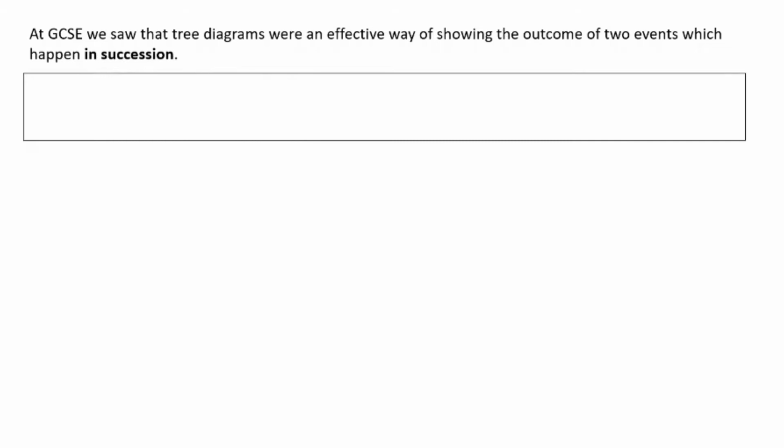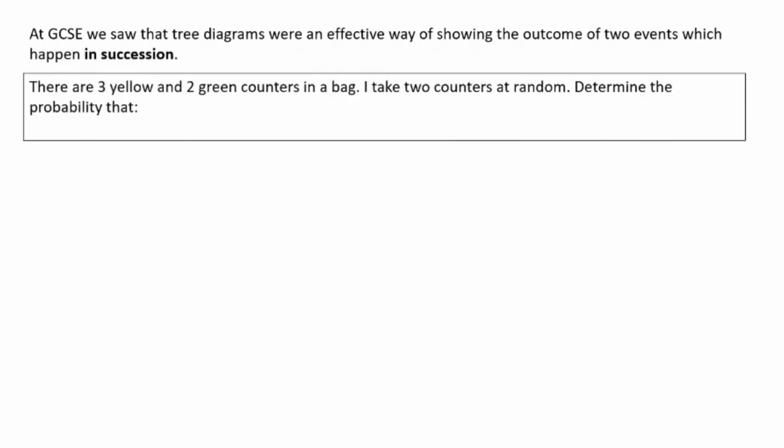So, just as a reminder, a tree diagram is a branching diagram that allows us to graphically show the outcomes of two events which happen in succession, where one event happens after the other. Now at GCSE you probably referred to two types of tree diagrams. One of them was without replacement and one of them was with replacement. If it was with replacement, nothing changed. Whatever scenario you were working with, it stayed or it returned to its original state after the first selection.